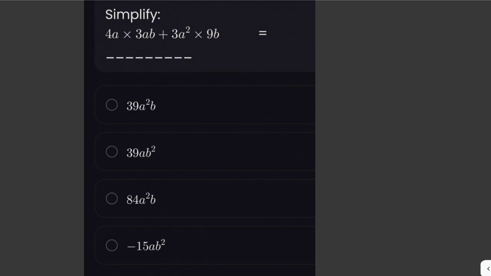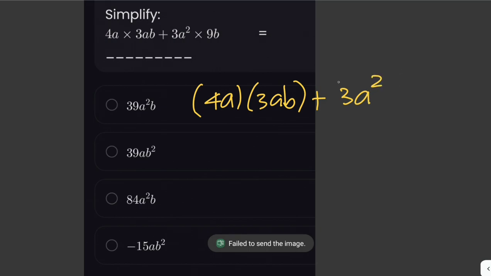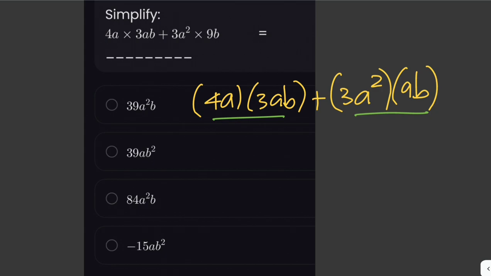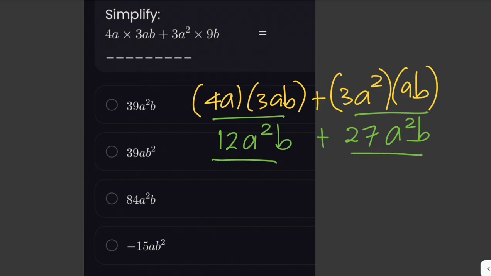Simplify 4a times 3ab plus 3a squared times 9b. So we have 4a times 3ab plus 3a squared times 9b. We multiply these terms first before we can add them up. So 4a times 3ab is equivalent to 12a squared b, plus 3 times 9 is 27, then a squared b. Since the two terms are alike, we can add them up. So 27 plus 12 is equivalent to 39, and then we copy the term a squared b. Therefore, the answer here is 39a squared b.